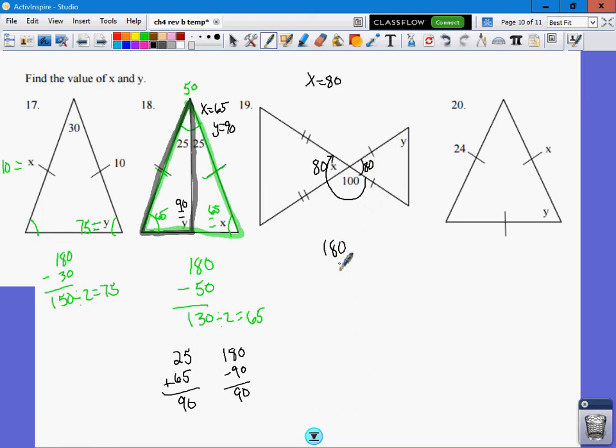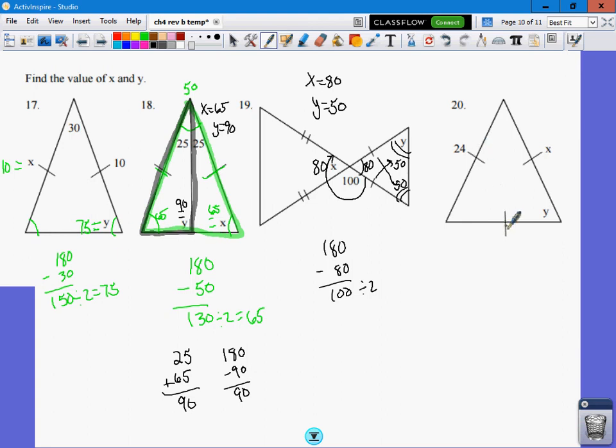There's 180 degrees in a triangle. I've used up 80 of them, so there's a remaining 100 degrees. This is isosceles, so the two base angles have to be congruent. So it's going to share that 100 degrees equally. So each one of these angles must have been 50.